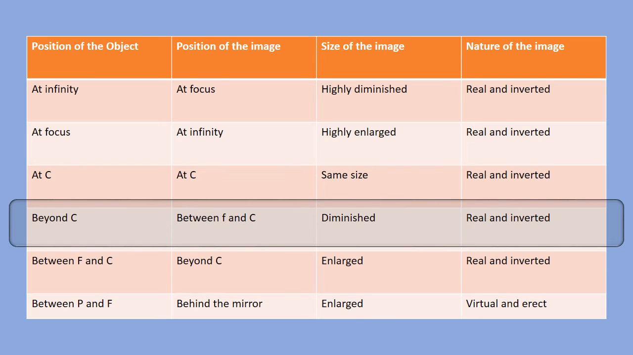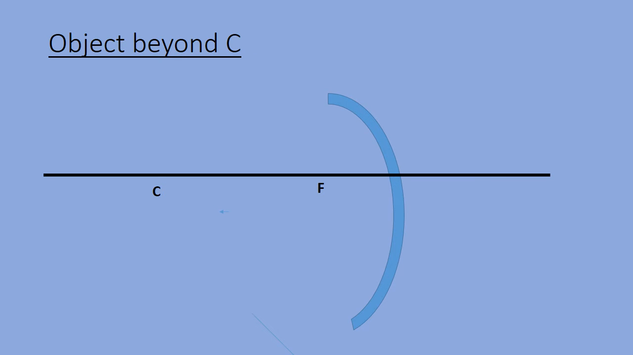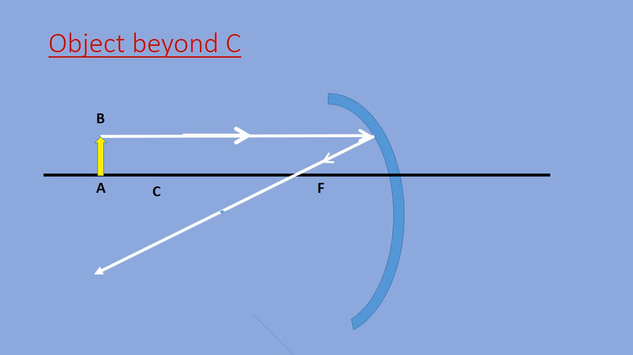In this case, we'll place the object beyond center of curvature. So let's assume that this is the object AB and let's consider 2 light rays. Let's consider a light ray which is parallel to the principal axis. Now this light ray which is parallel to principal axis after reflection would pass through the focus. Now let's consider 1 more light ray, a light ray passing through the center of curvature. A light ray through the center of curvature after reflection would retrace its path.